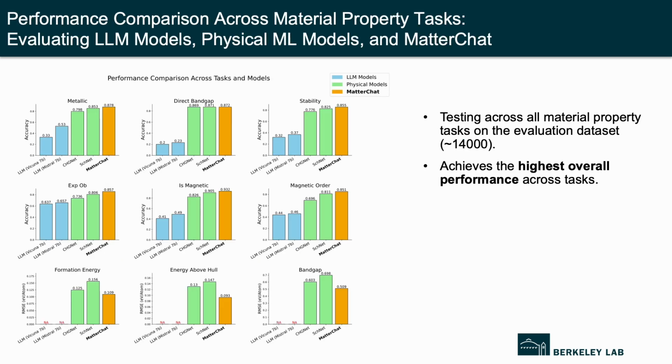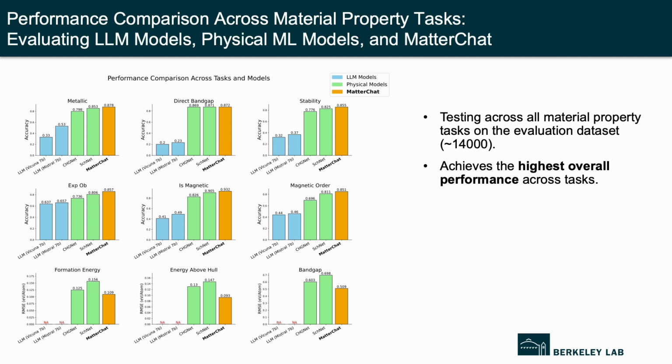So this slide shows that we performed a quantitative performance comparison across various material property tasks, and we're evaluating several LLM models, the physical ML models, and our models. And essentially, we're testing across all the material property tasks on the evaluation dataset, which is around 14,000.